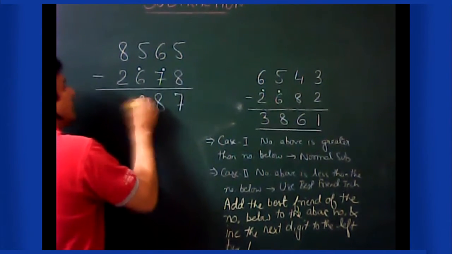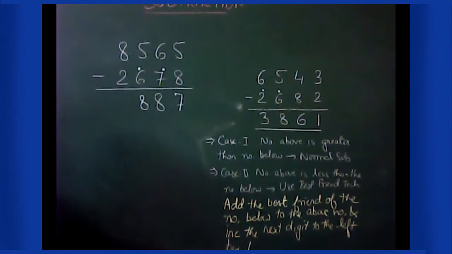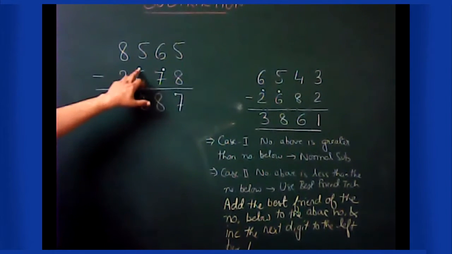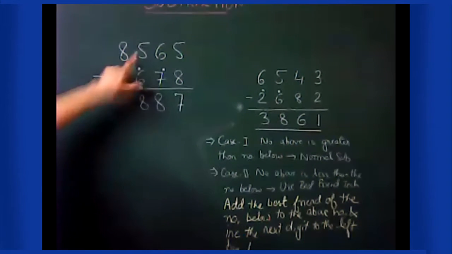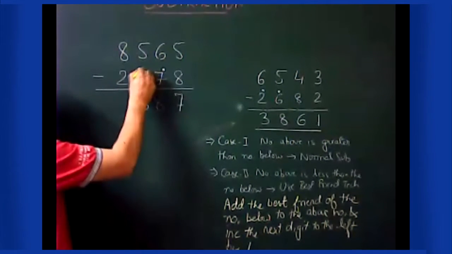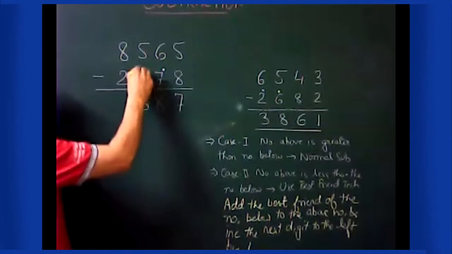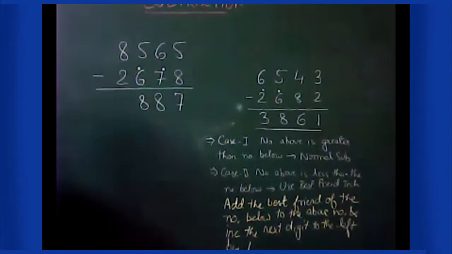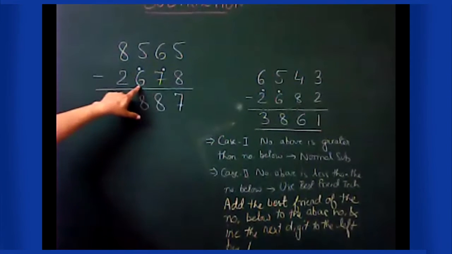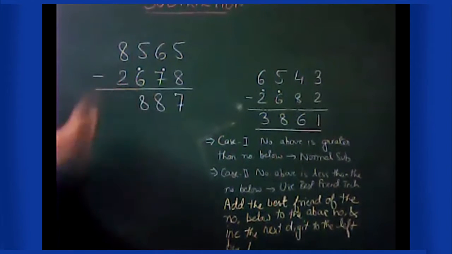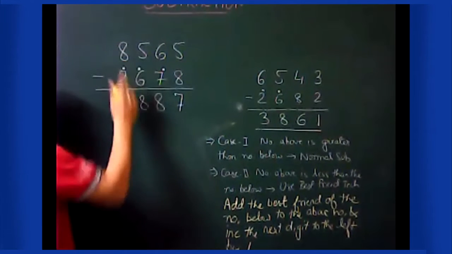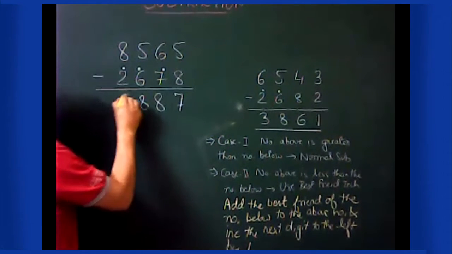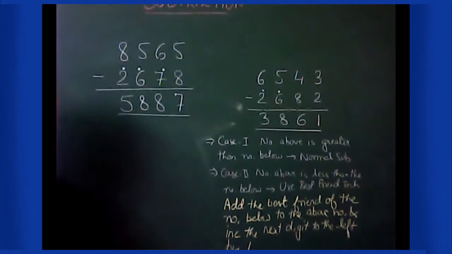Wait, isn't that supposed to be 2? The best friend of 7 is 3. 3 plus 5 is 8. When we put a dot over the digit, it means the digit has to be increased by 1. Here too, we use the best friend technique. So we will put a dot over here. This becomes 3 and 8 minus 3 is 5.